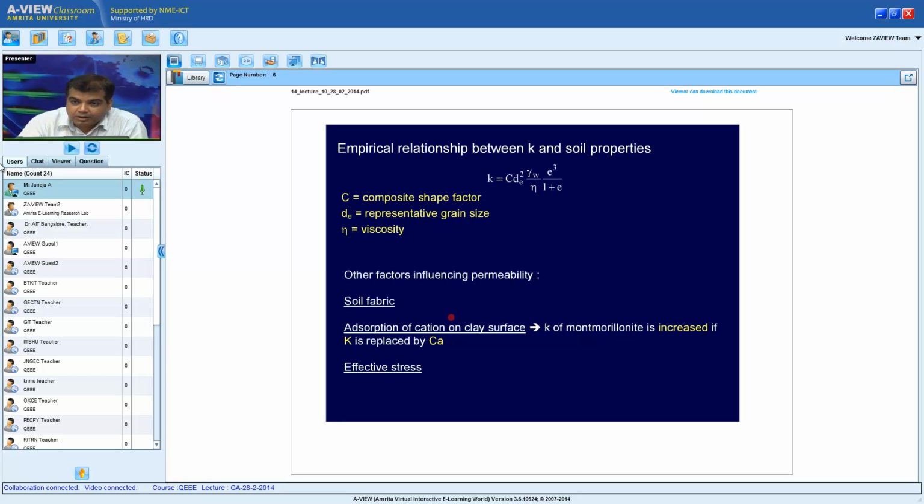But if you go down, we see that this permeability also depends on soil fabric. So you can have another set of expressions derived at your hometown, which includes the condition of soil fabric.